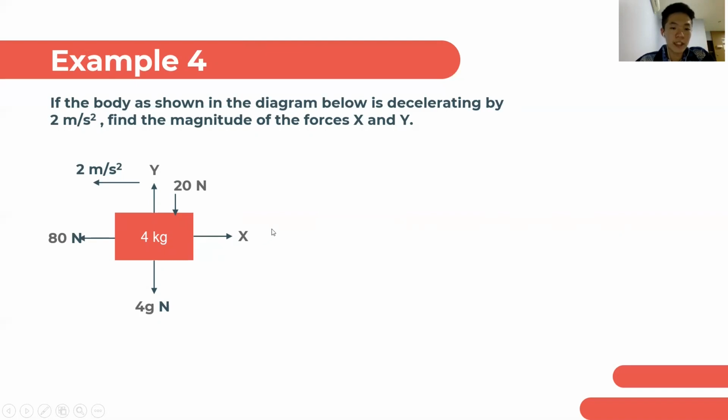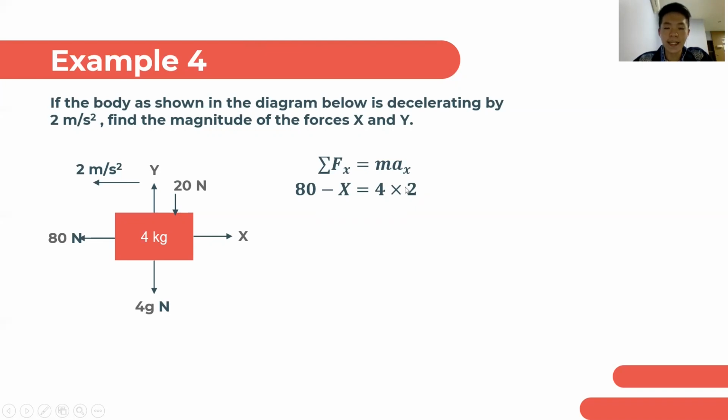So sigma fx equals m times ax. We'll assume the left side is positive and right side is negative. So 8 newtons minus x is equal to the mass, which is 4, times ax, which is 2. So 8 newtons minus x equals 4 times 2. Transposing negative x to the right side gives us positive x.